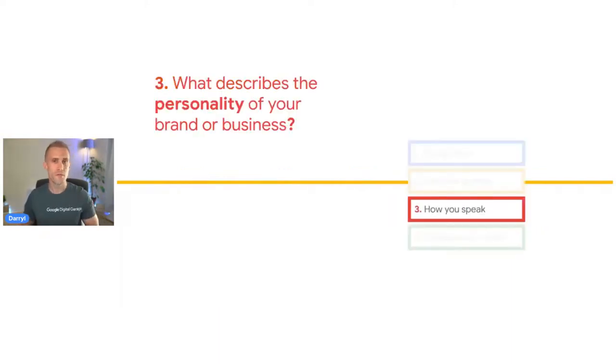Then we're going to jump into number three, which is what describes the personality of your brand or your business. Number one was brand values. Number two was who is your audience, by creating a pen portrait. But now we need to make sure that the personality that all of you have comes through on social media. So let's now summarize those.